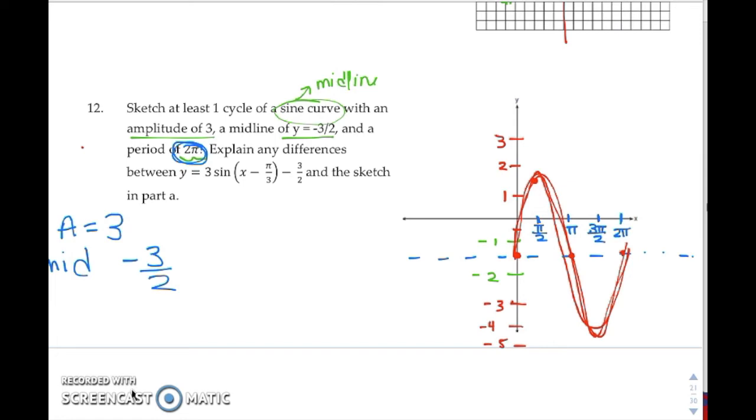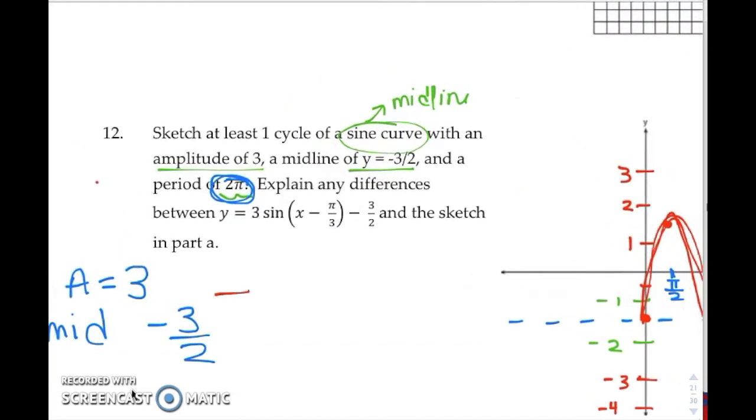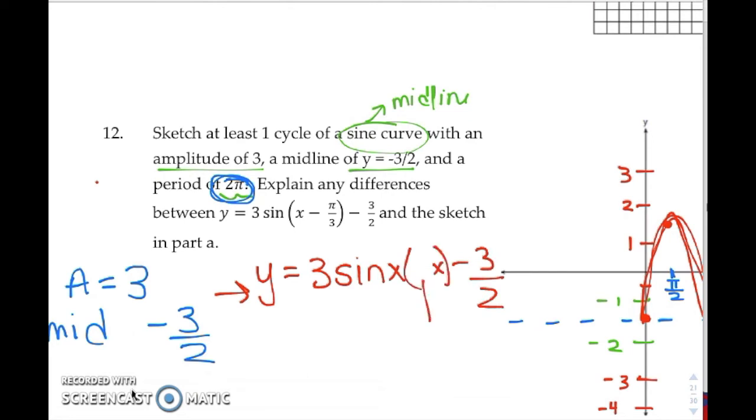So now explain any differences between this and 3 sine (x minus pi over 3) minus 3 over 2. So let's write an equation for this. I know it's going to be y equals 3 sine, and I know it's going to be minus 3 over 2. But let's talk about what should go in here. How do I get my b value? To get b, I'm going to do 2 pi over the period, which is just 1.